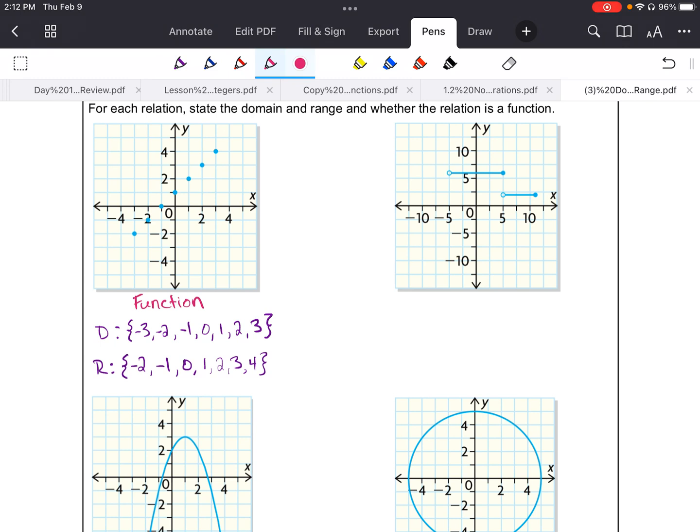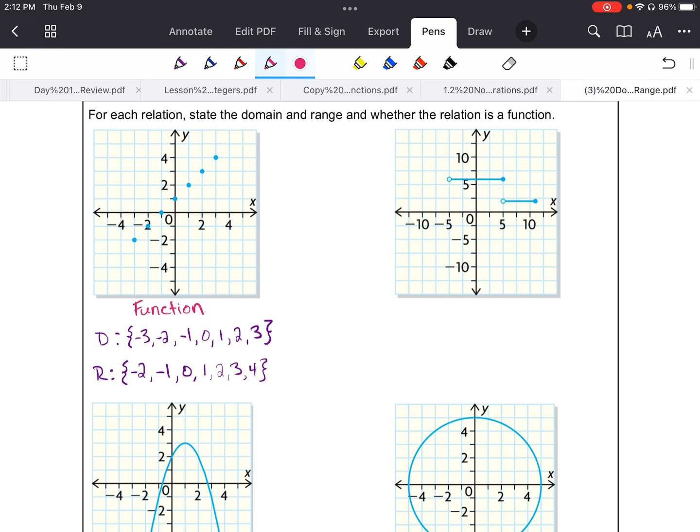Okay, this next one. If you look closely, it looks like when x is 5, if we were to draw the vertical line, that it would touch the line twice. But that's not actually the case. Because of this empty circle here, it means that it goes right up to 5, but doesn't actually touch 5. So really, this is the only point that it touches when x is 5. So this is a function.